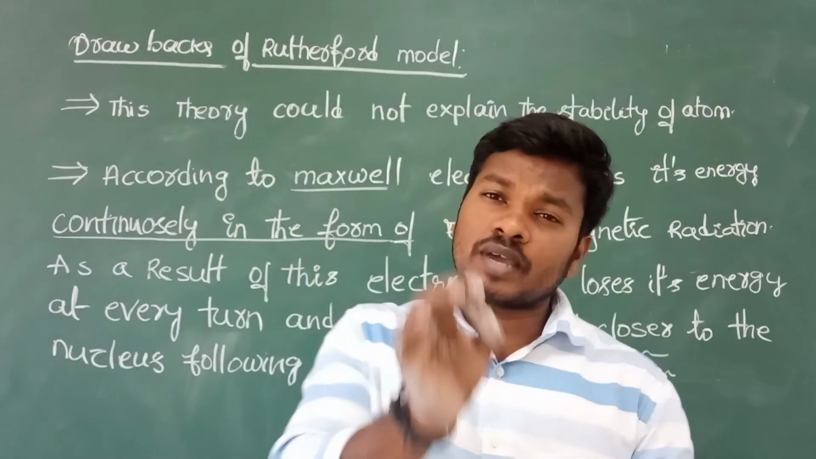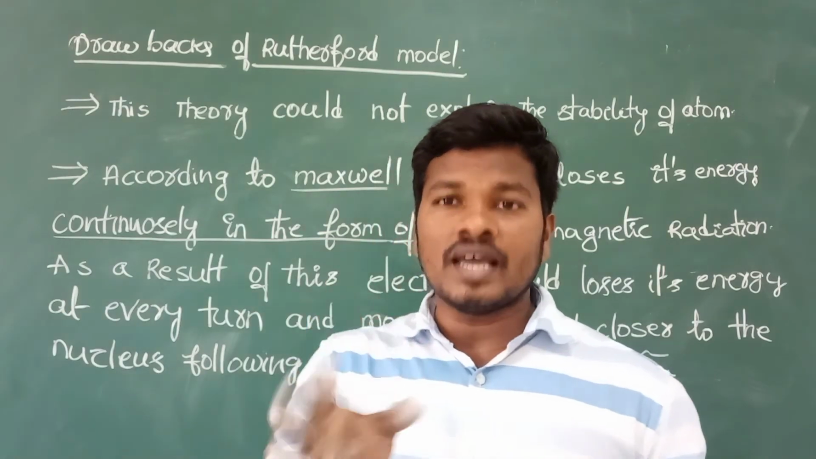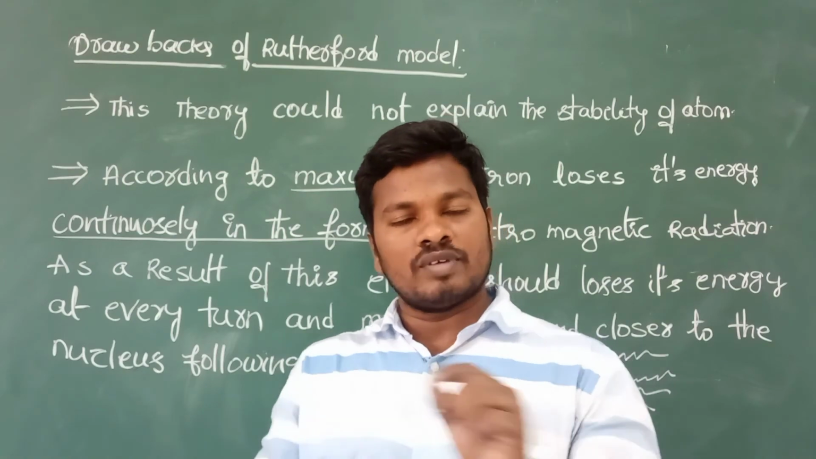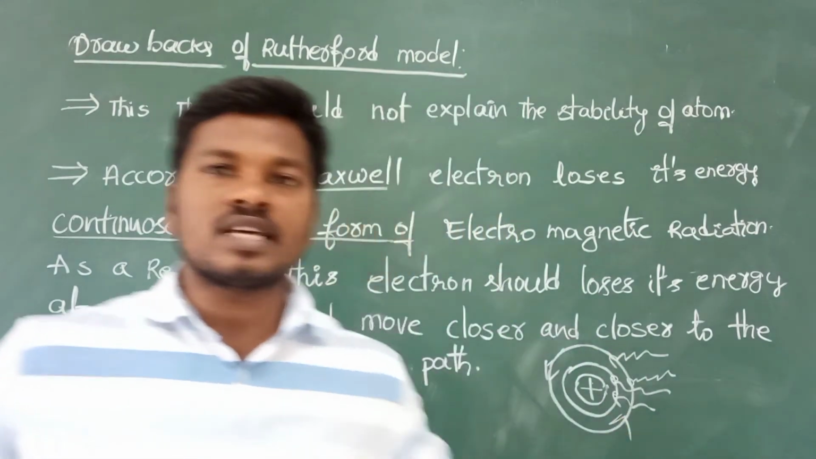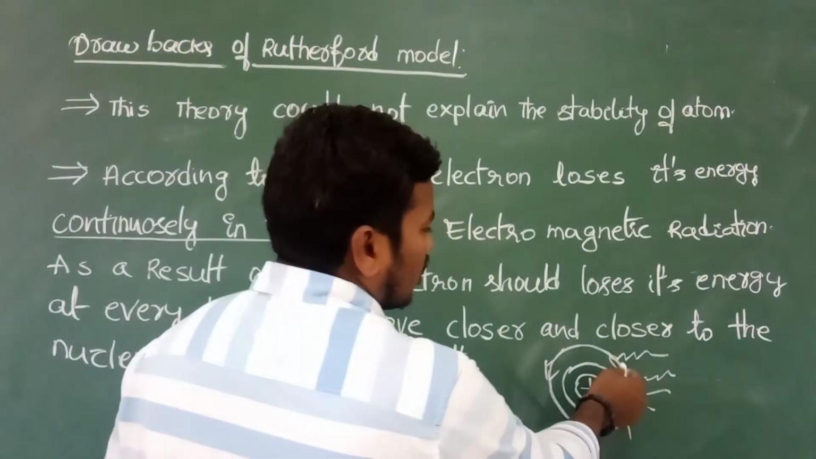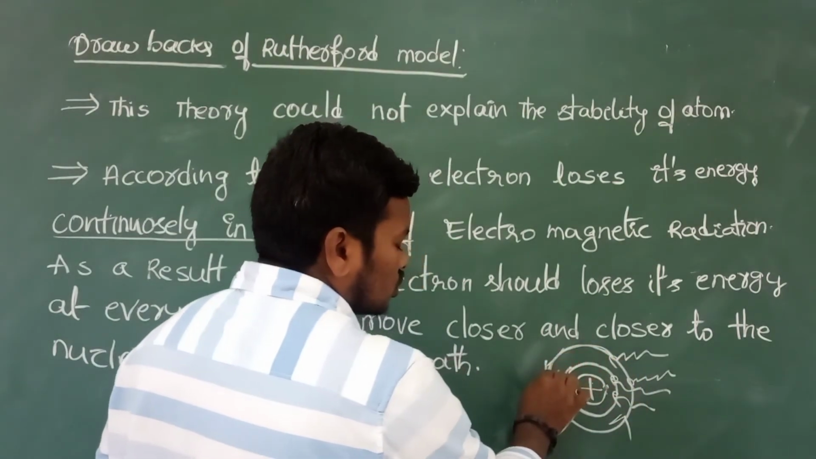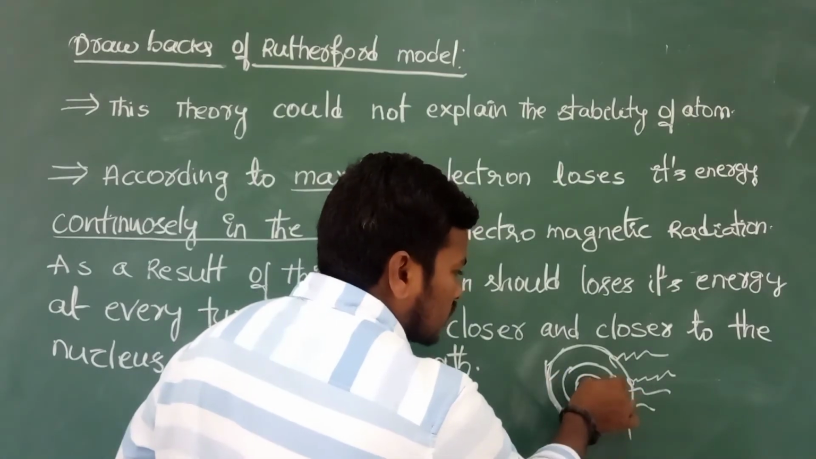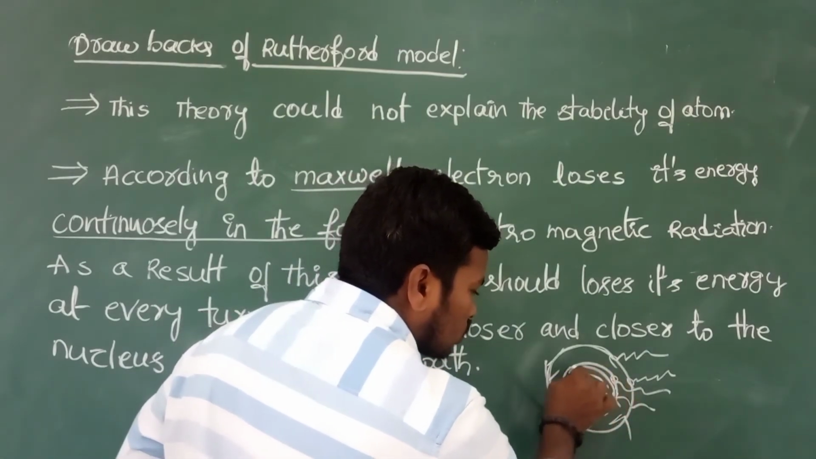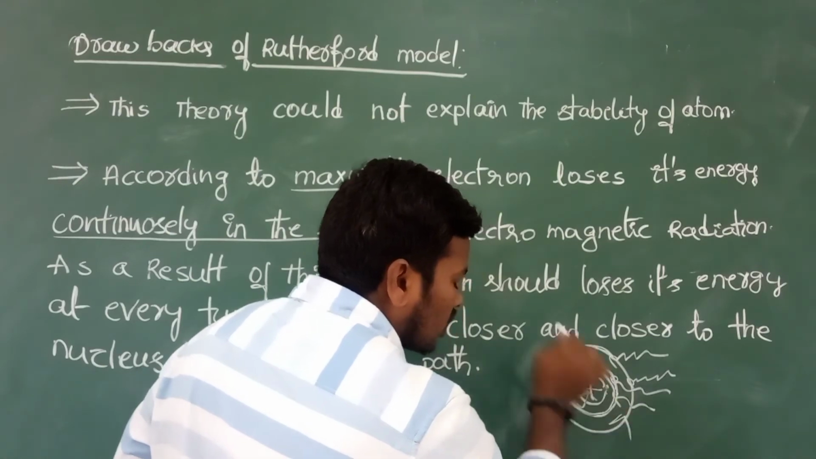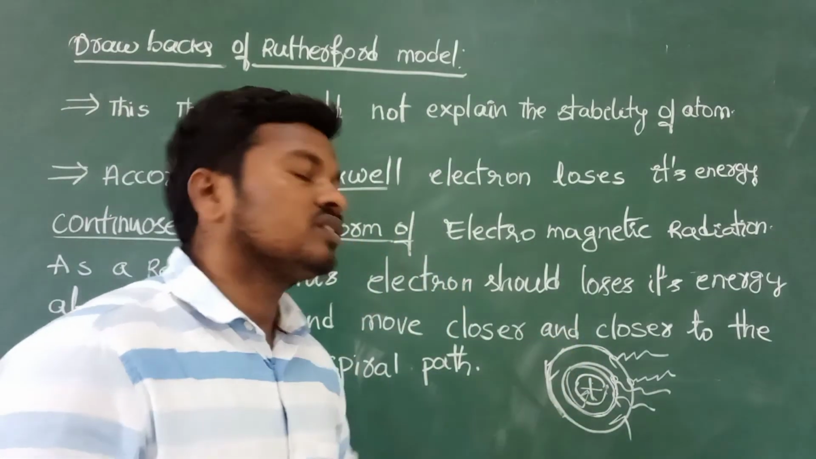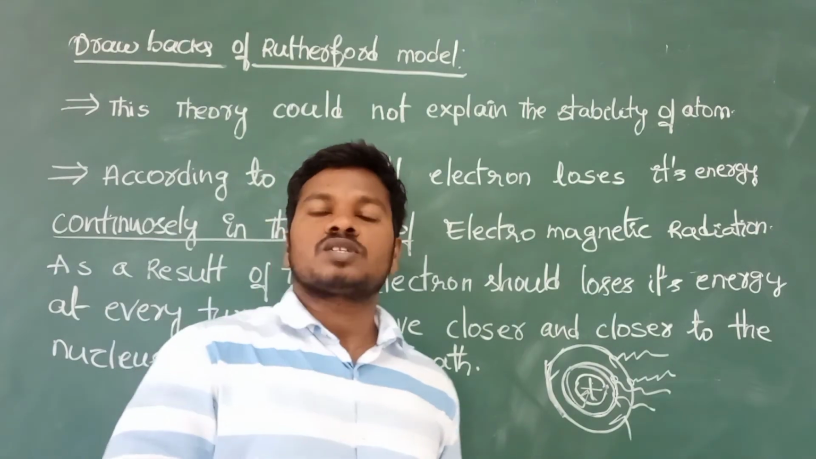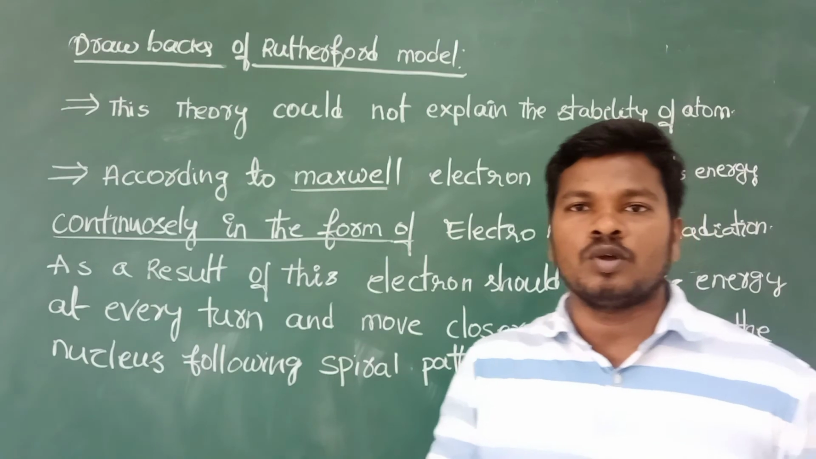The electron will revolve around the nucleus as long as it has the energy. But if it loses energy, it will come closer and closer to the nucleus and ultimately fall into it. As a result, the atom would be unstable. But practically, the atom is stable.